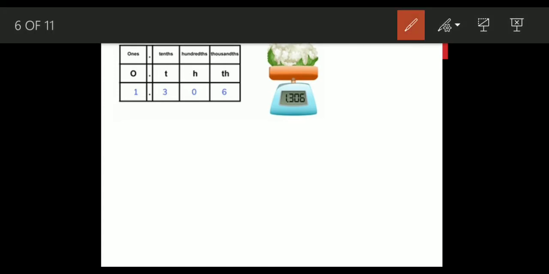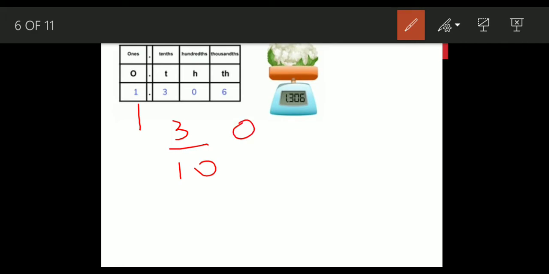Okay, so if you see here, I'm going to get a cauliflower. You can see the weight of the cauliflower is 1.306. So how will I represent it in place value? You can see here, 1 is representing ones. Then I have a decimal point. Then I have 3. What does 3 represent? Tenths. That is 3 tenths. Next represents hundredths.